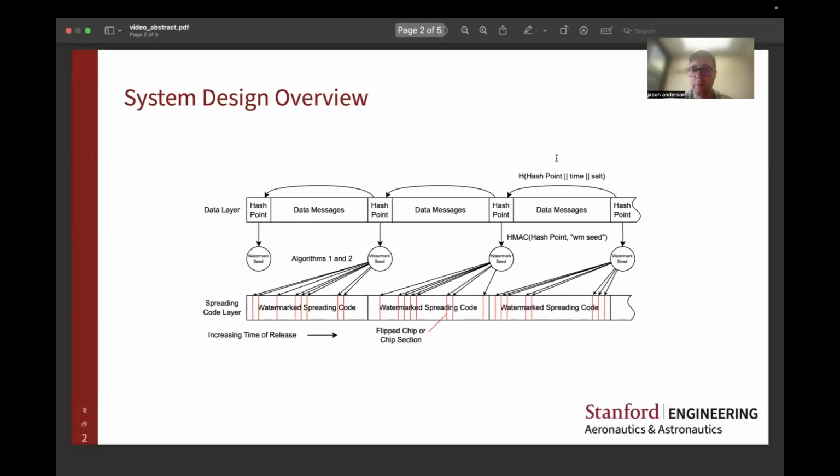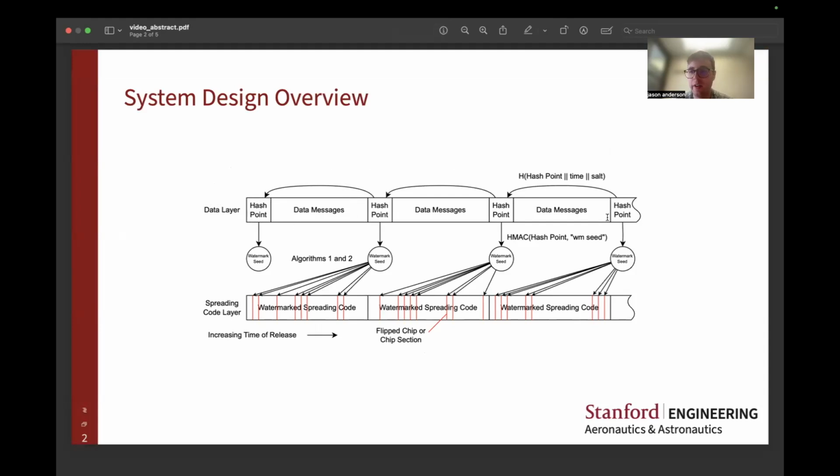This paper is about signal authentication with watermarking for the purpose of security. So this diagram shows an overview of what the system might look like. The diagram reads from left to right and with increasing time. The top is the data layer and the bottom is the spreading code.